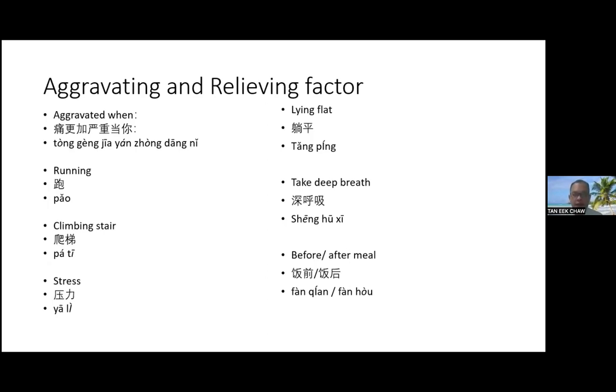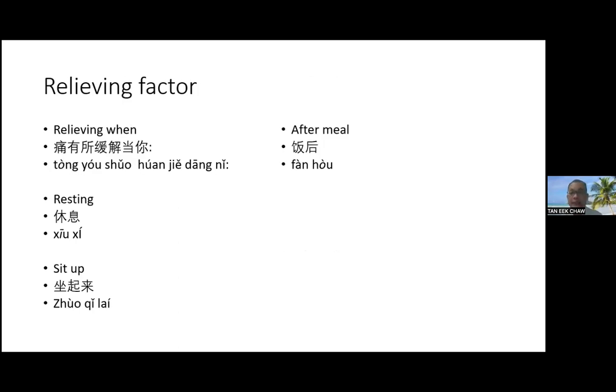So for example, this before or after meal can roughly guide us whether the peptic ulcer is at the gastric side or the duodenum side. Before meal, sometimes it can be due to a gastric ulcer, and if the pain worsens after meal, it can be localized in the duodenum side, right? And what are the relieving factors? In Chinese, we can directly translate that: 痛有所缓解, 缓解 is more relief, 当你 when you are resting, 休息, sitting up, 坐起来, or after meal, 饭后.